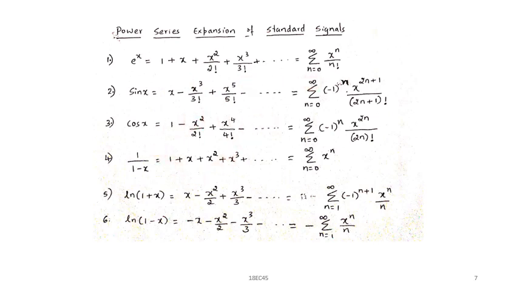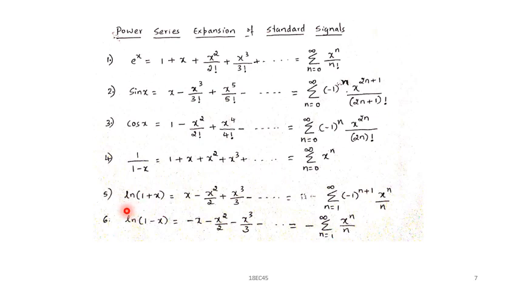The next more important power series is 1 by 1 minus x. This can be written as 1 plus x plus x square plus x to the power 3, and so on. I can write this as summation n is equal to 0 to infinity x to the power n. So this is 1 minus x inverse. Expand it, and I'll get this particular equation. In general I can write this as summation n from 0 to infinity x to the power n.